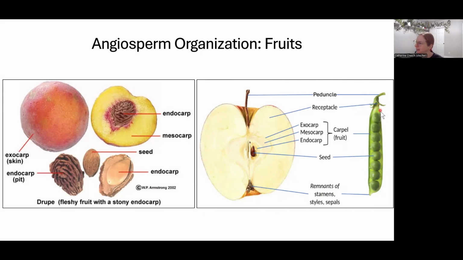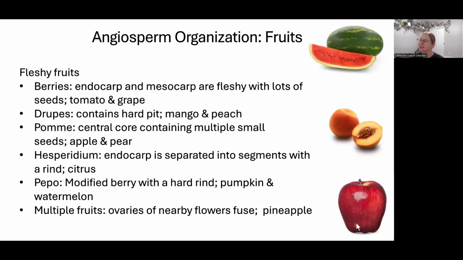The full body is the ovary, inside are the seeds. So what kind of fruits are there? If they're all ripened ovaries, how do we classify them? And we classify them based on the texture of their pericarps. So berries have an endocarp and a mesocarp that are fleshy with lots of seeds. For example, a tomato and a grape.